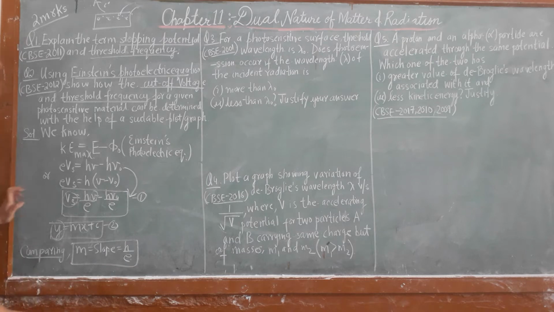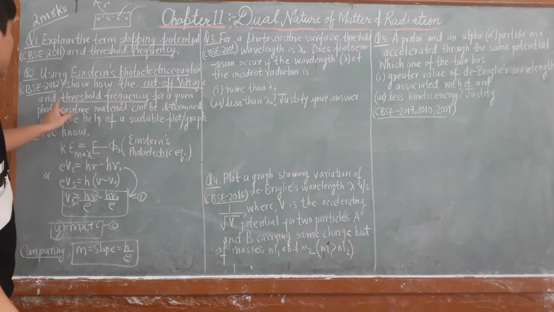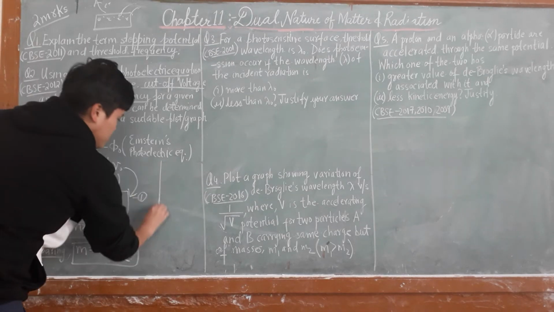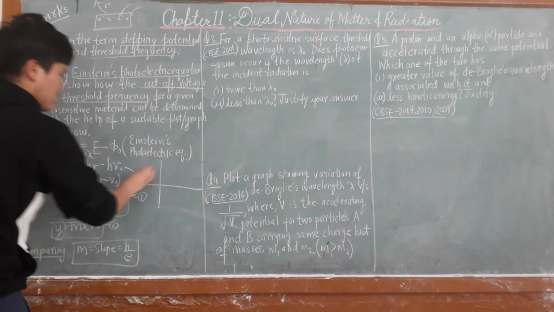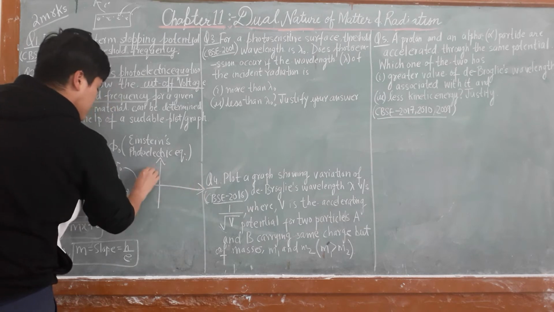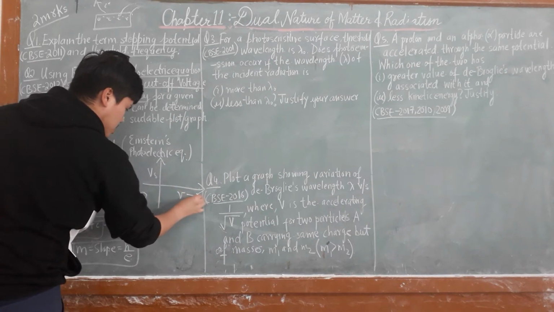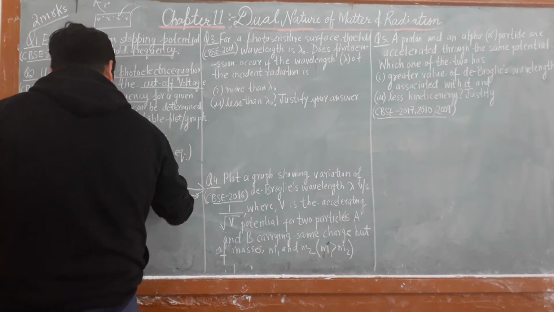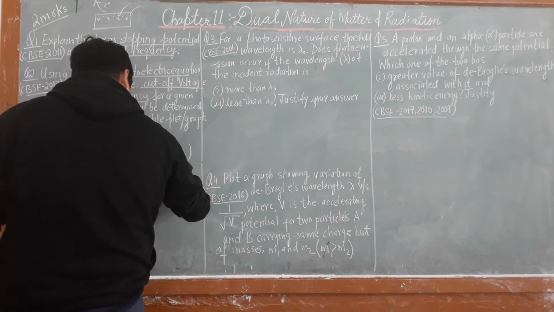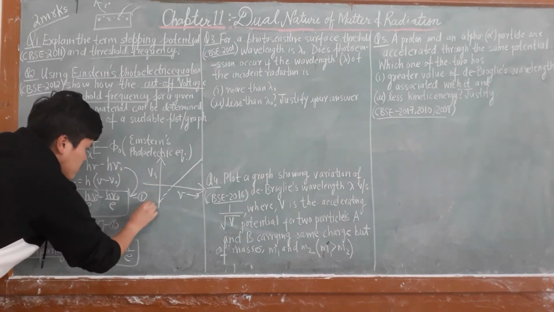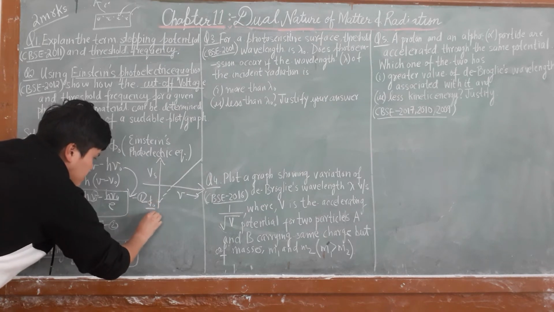So for the photosensitive material, the cutoff voltage and threshold frequency can be determined from the graph. The slope h upon e is a constant. This is the graph of stopping potential versus frequency, where this intercept is minus phi naught upon e, that is your y-intercept.